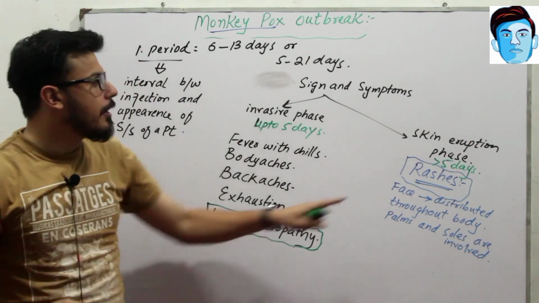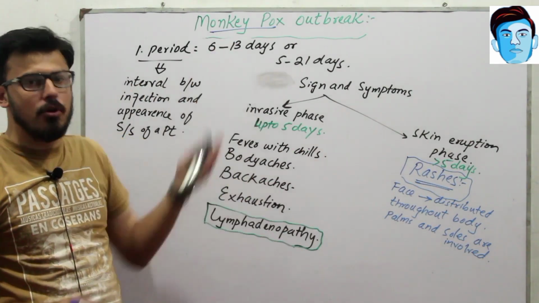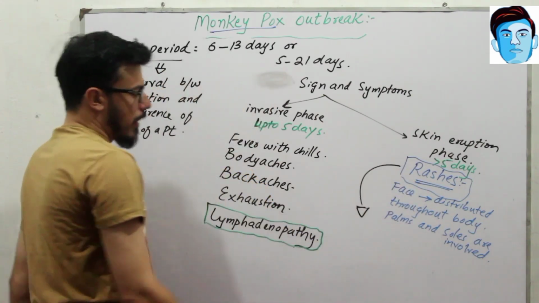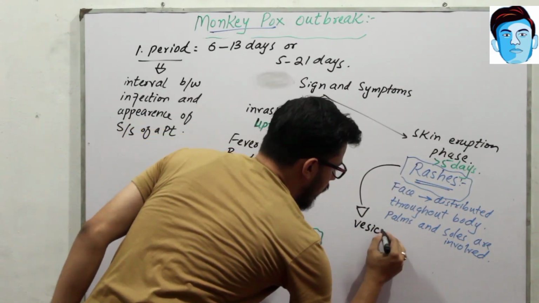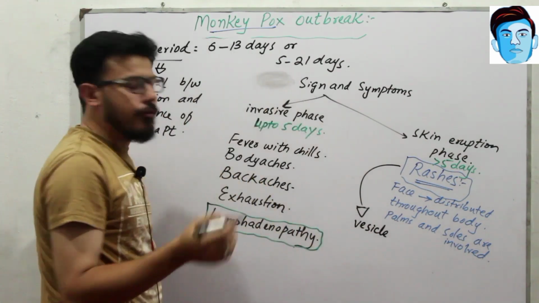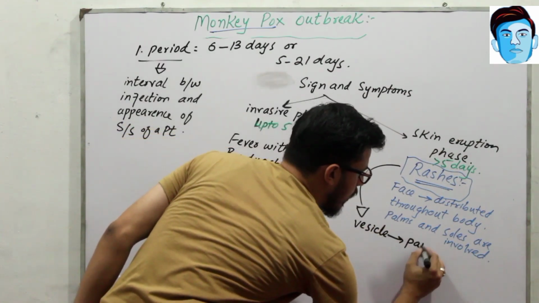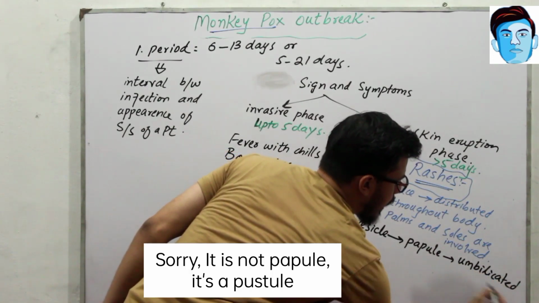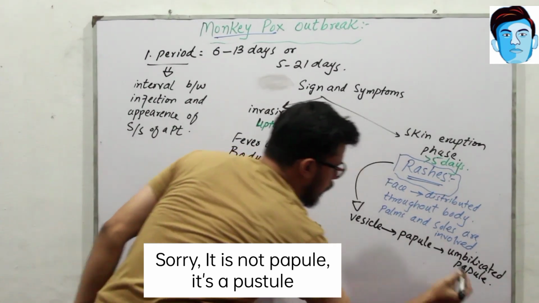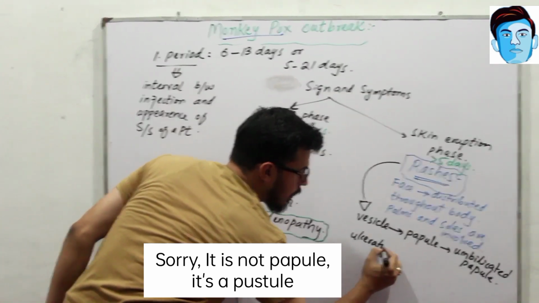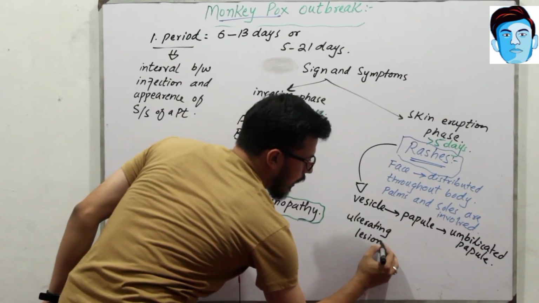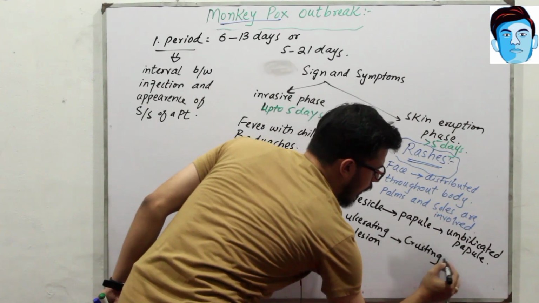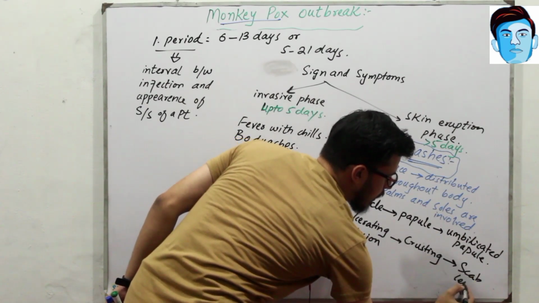Now, what is the pattern of rashes in the disease of monkeypox? Initially there is a vesicle. After the vesicle it becomes a papule, then it becomes an umbilicated papule, which leads to ulcerating lesions, often leads to crusting, and finally it leads to the scab lesion.